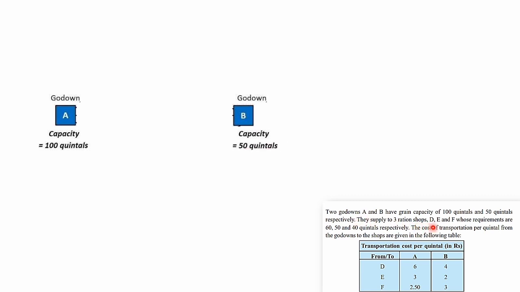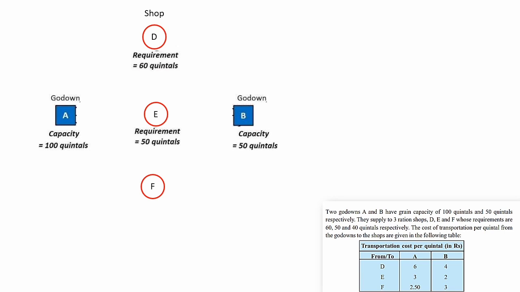They supply to three ration shops D, E and F, whose requirements are 60, 50 and 40 quintals respectively. The requirement of shop D is 60 quintals, shop E is 50 quintals, and shop F is 40 quintals. The cost of transportation from the godowns to the shops is given in the table, which we will use later.